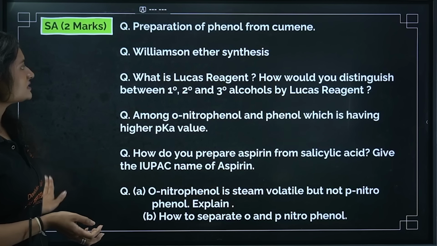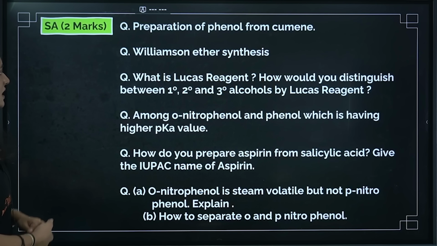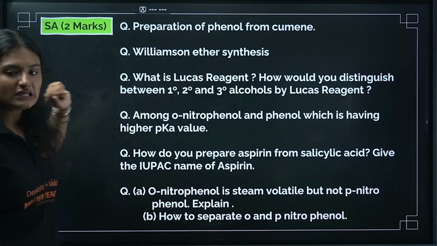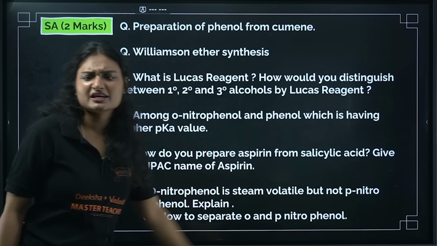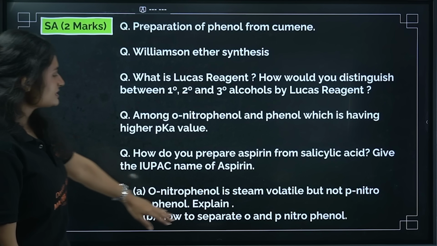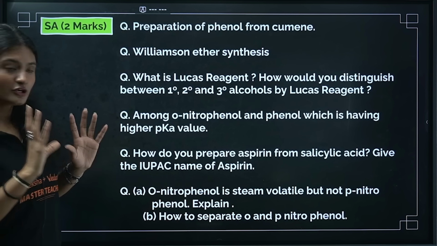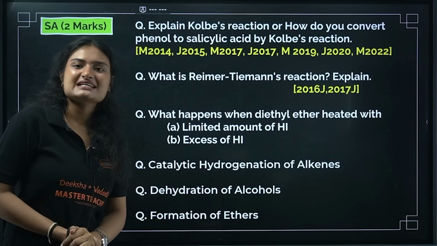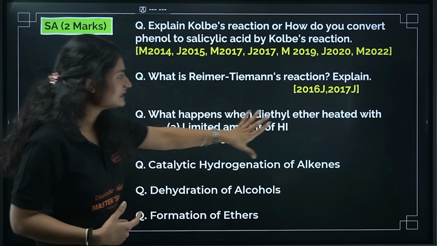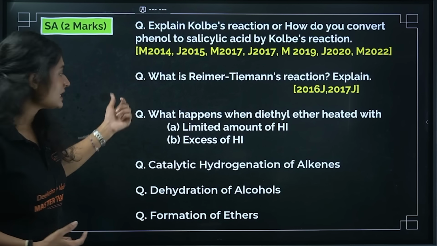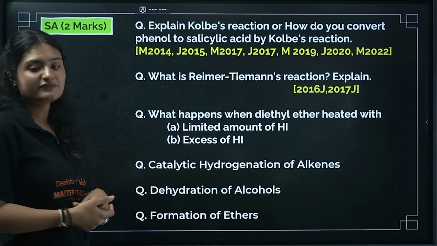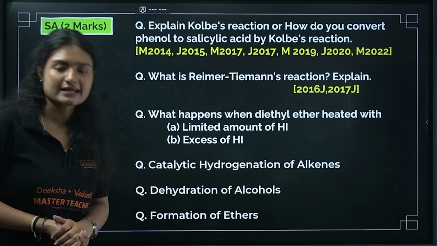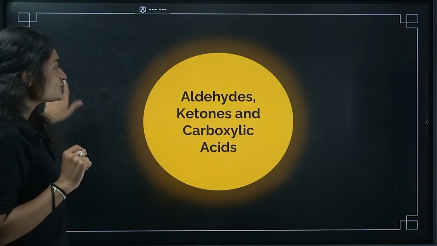From alcohols, phenols and ethers, these are the fixed 2 marker questions. Lucas reagent, Williamson ether synthesis, preparation of phenol from cumene. Ortho-nitrophenol is steam volatile but not para-nitrophenol, what is the reason? Hydrogen bonding. How do you separate ortho and para-nitrophenol? And this question gets repeated every year, Kolbe reaction. How do you convert phenol to salicylic acid using Kolbe reaction? What happens when diethyl ether is heated with a limited amount of hydrogen iodide or excess of hydrogen iodide? Then you have dehydration of alcohols, formation of ethers, catalytic hydrogenation of alkenes. These all come in the 2 marker category, and these are going to come in your exam. So do not skip them.